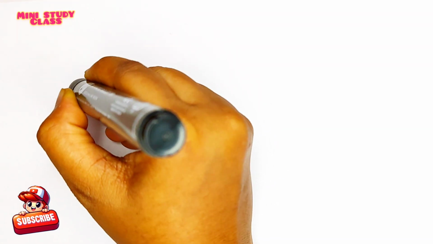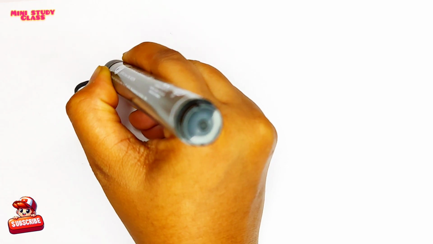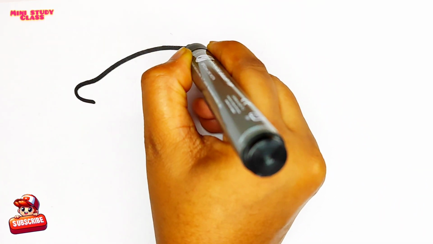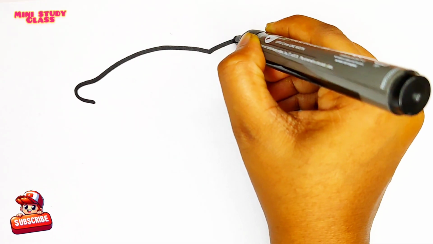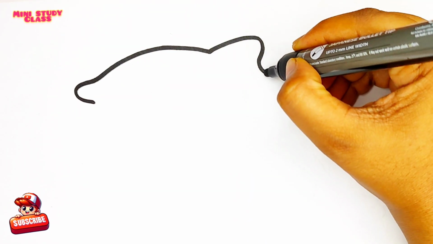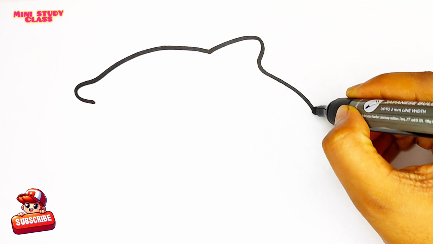At first, we try to draw a curve. This is the body part of the fish. Next we draw a line in the middle of it. And draw some fish fins. And we draw the fish tail.